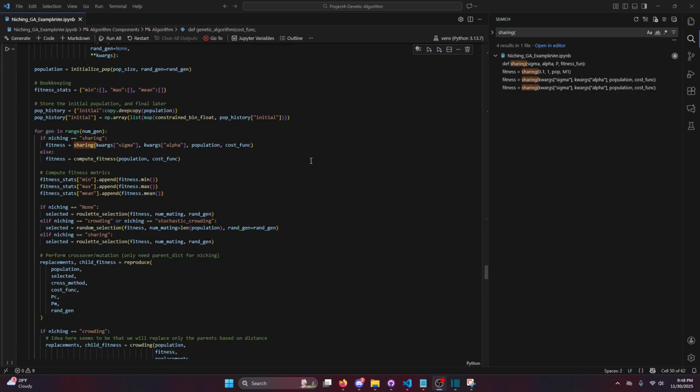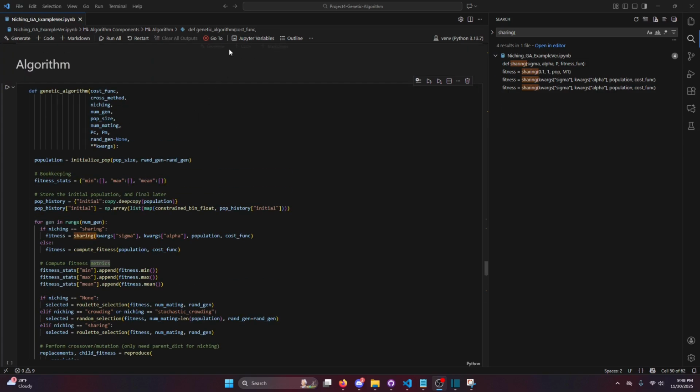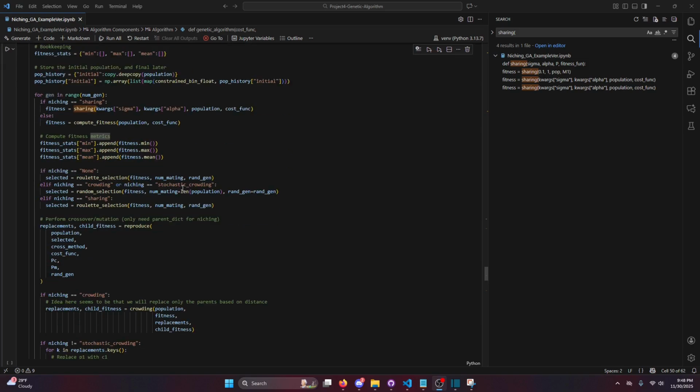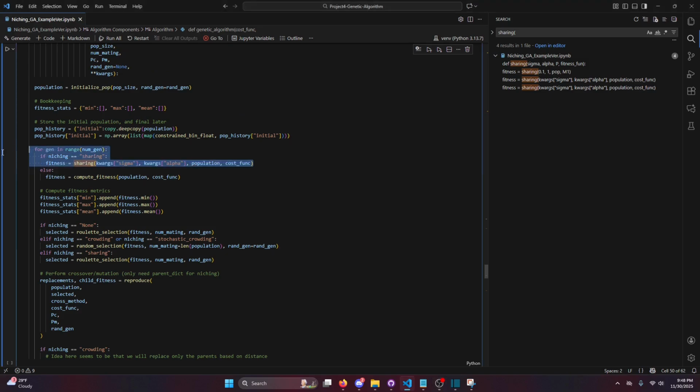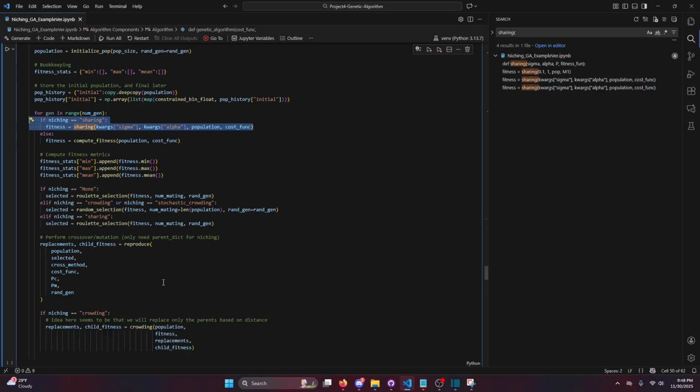The most challenging part was figuring out what the issues with the code were whenever it wasn't working properly. The sharing niching method wasn't properly working, and the graphs it produced were quite poor in quality, so I had to figure out what was going on there. Turns out I was forgetting to recalculate the fitness every iteration, which was a problem.